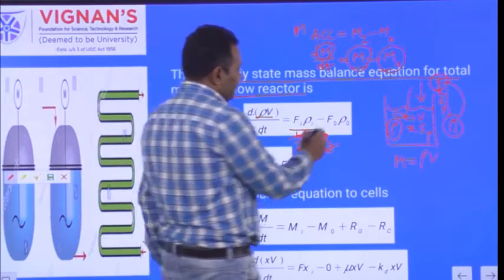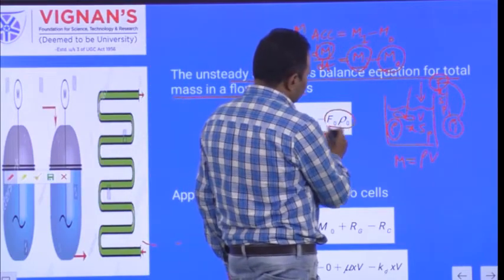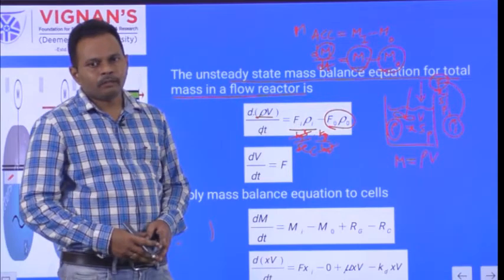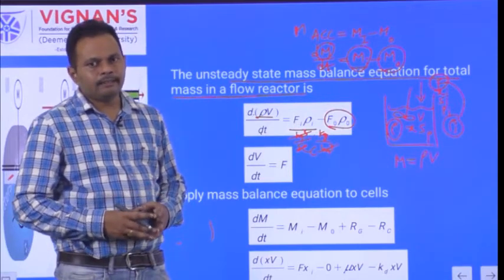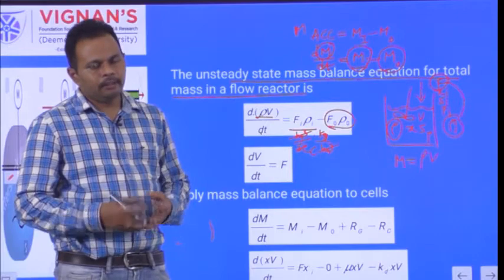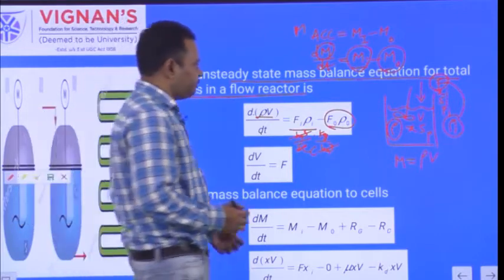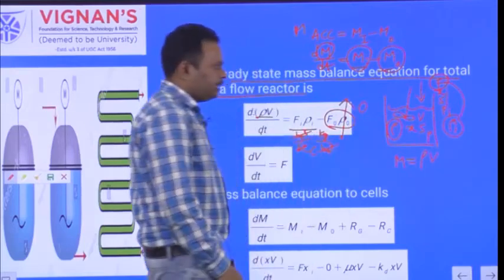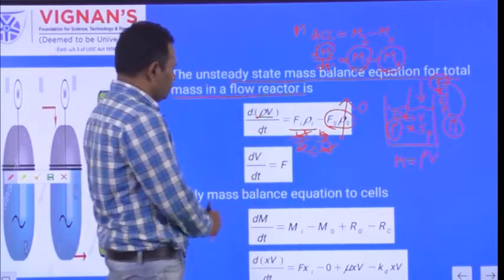Again, the minus F0 rho naught is for out. For a fed batch fermenter, the output is zero. We are not removing any cells or any product from the fermenter during the biological reaction. So F0 becomes 0. When F0 is 0, this entire term becomes 0.